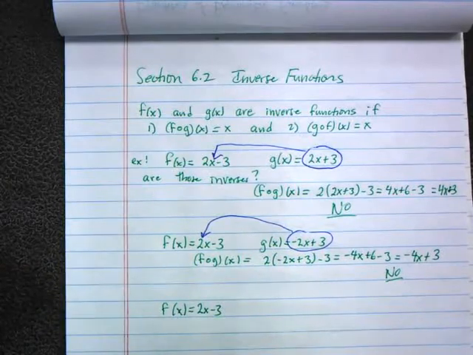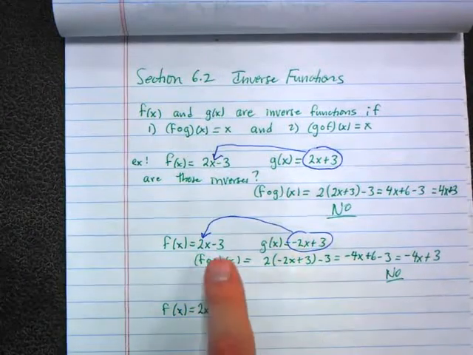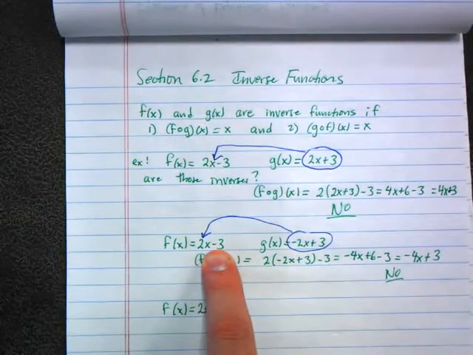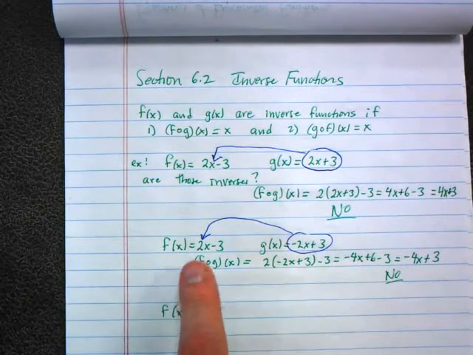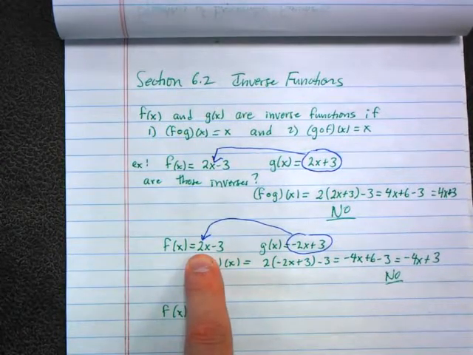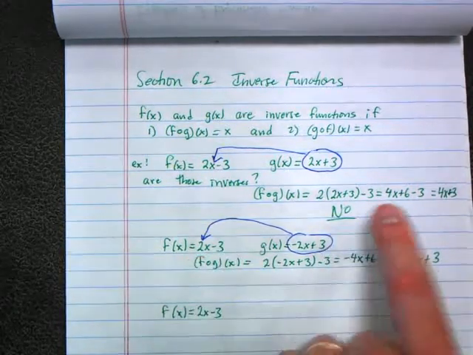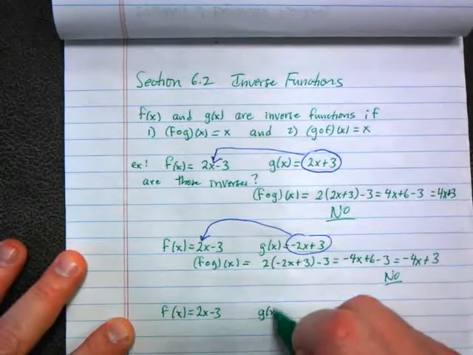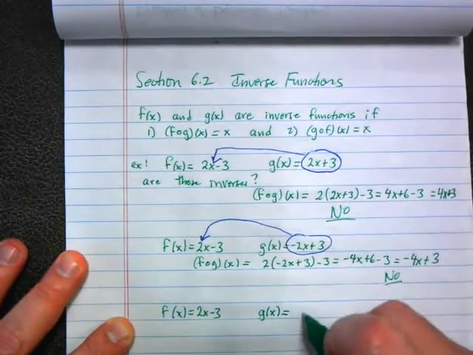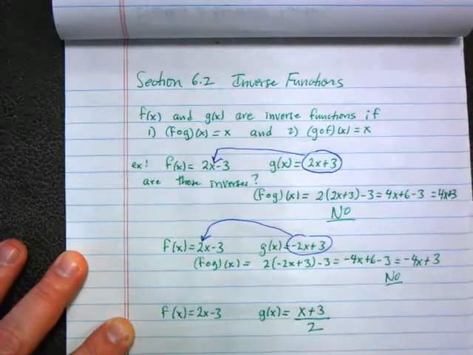Alright, so let me give you a hint. The plus 3 is good. Because what's the opposite of a minus 3? The opposite of a minus 3 is a plus 3. What's the opposite of a multiply by 2? Divide by 2. So if we're multiplying by a 2 here, we don't want to multiply by another 2 there. We want to divide by a 2. So let's try. G of x is x plus 3, all divided by 2.